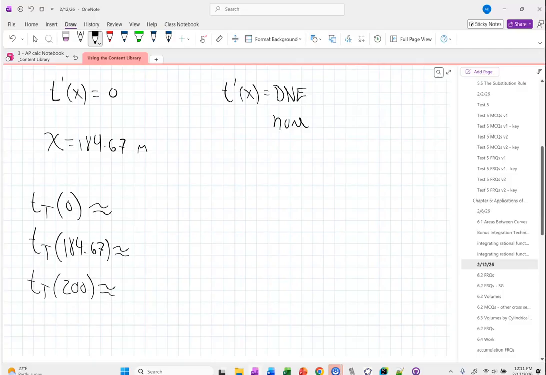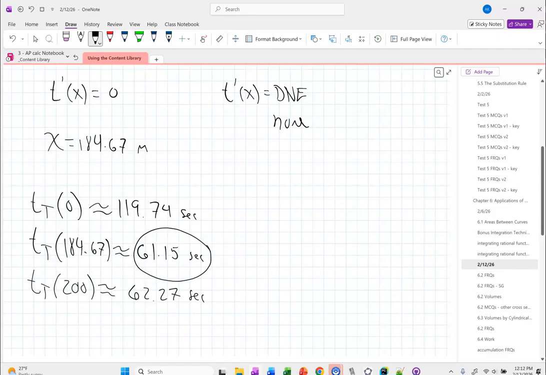Again, I'm just typing this into my calculator. There's no way I'm doing this by hand. So those were the outputs from my calculator. So that's my minimum time. It takes me 61.15 seconds when I enter the water 184.67 meters down the shoreline.